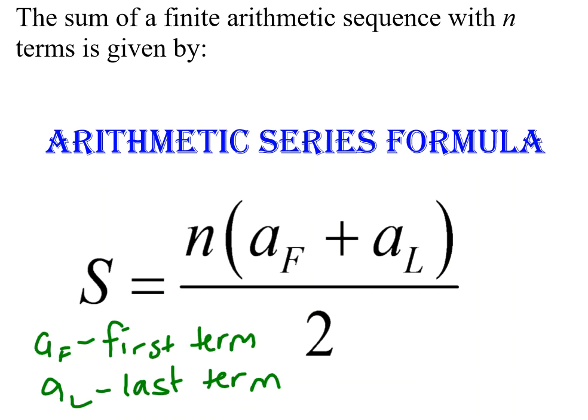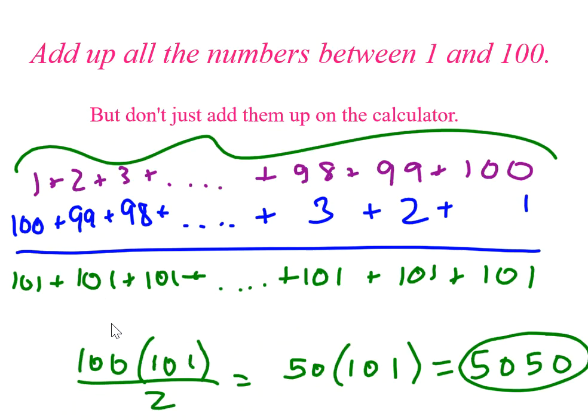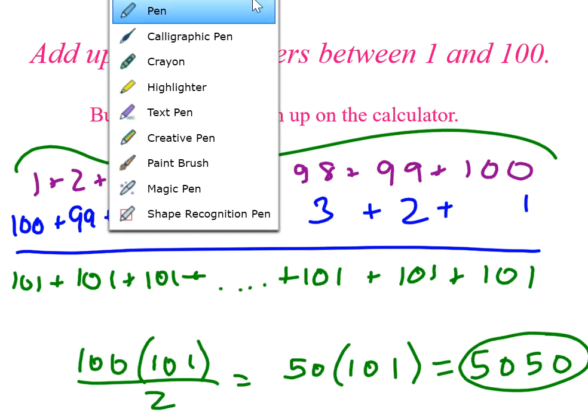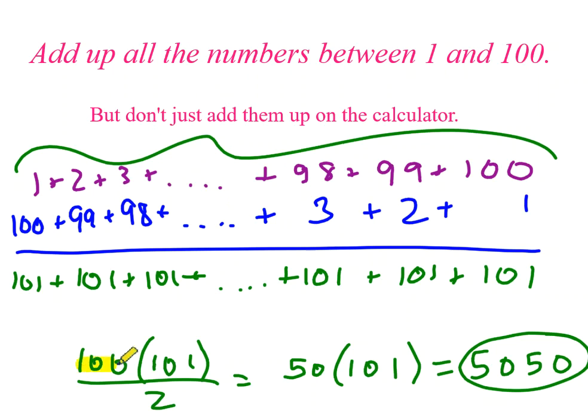Seems vaguely familiar. Let's look back to that problem we just did. The number of terms that I'm summing up times the sum of the terms, AF plus AL, over 2. So I just kind of informally showed you a way we can think of where that formula is coming from.